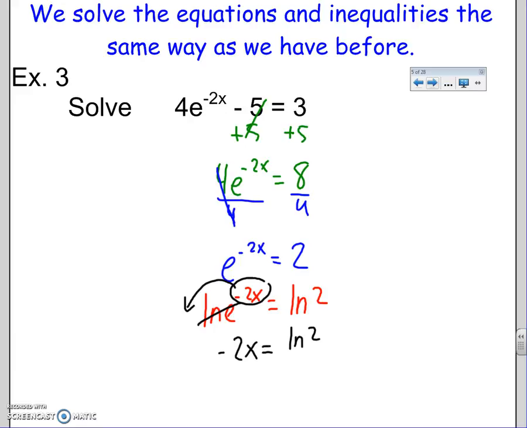Now, I want to solve for x. I'm going to divide both sides by negative 2. That's it. So x equals ln of 2 divided by negative 2.